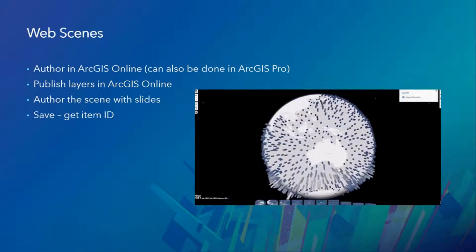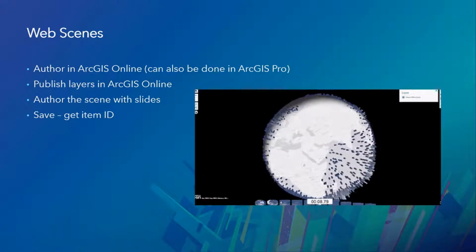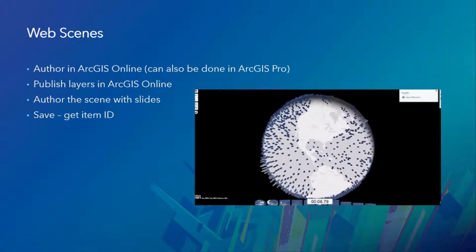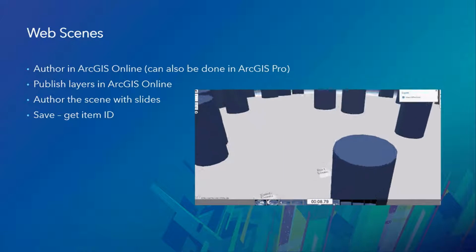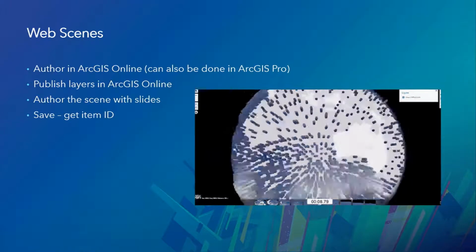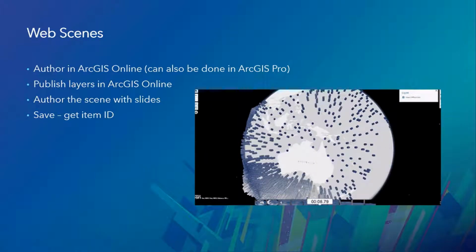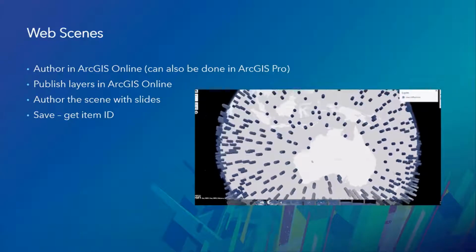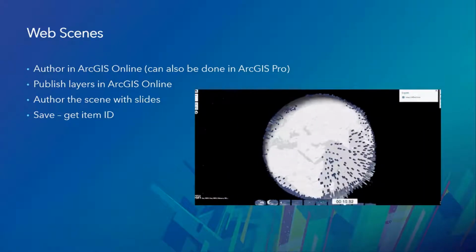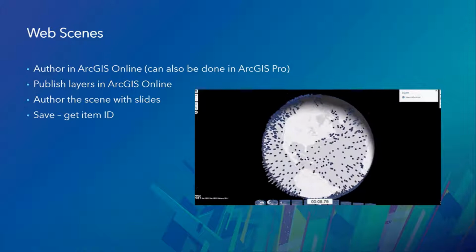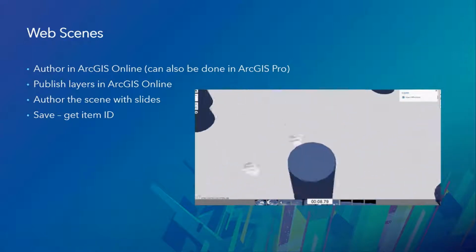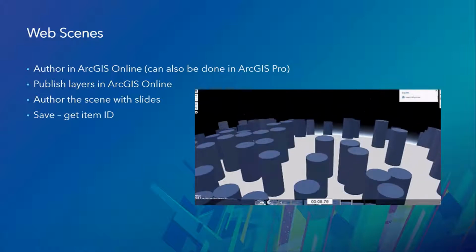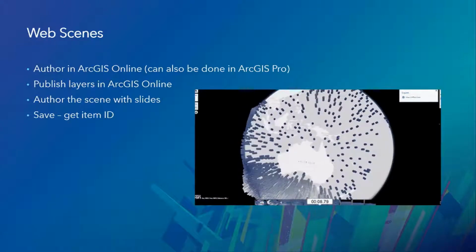You can author your web scenes using the scene viewer in ArcGIS Online and Portal, but you can also use Pro to share web scenes, just like you're sharing web maps from ArcGIS Pro to online. When you're sharing these web scenes to online and Portal, you can also publish all your layers as well. So let's say you have some multipatches for buildings within your scene that you're authoring in Pro, and you want to publish this all to ArcGIS Online.